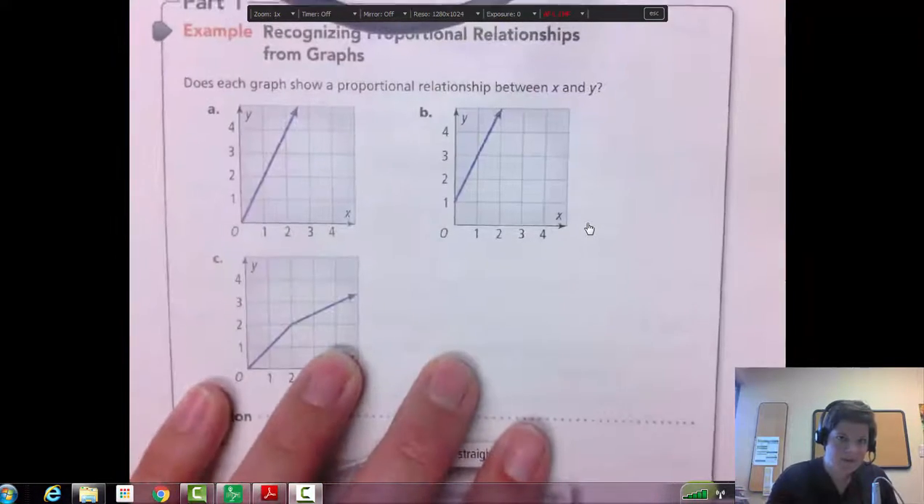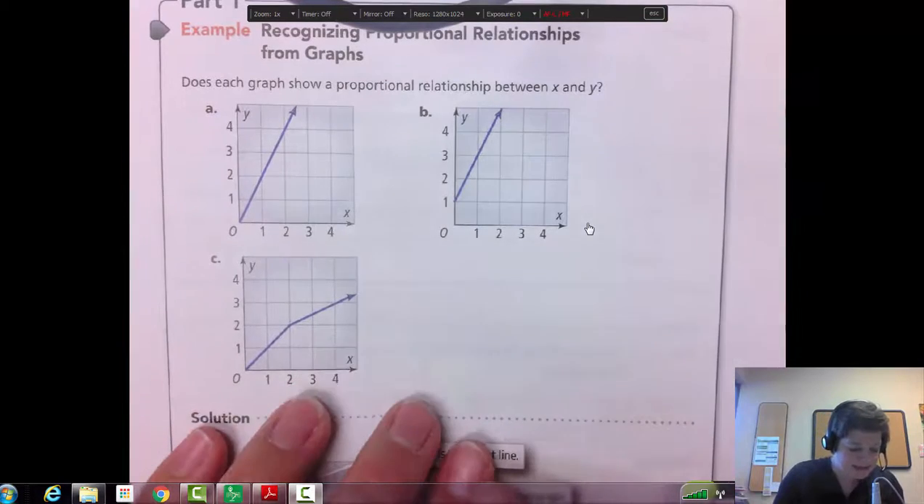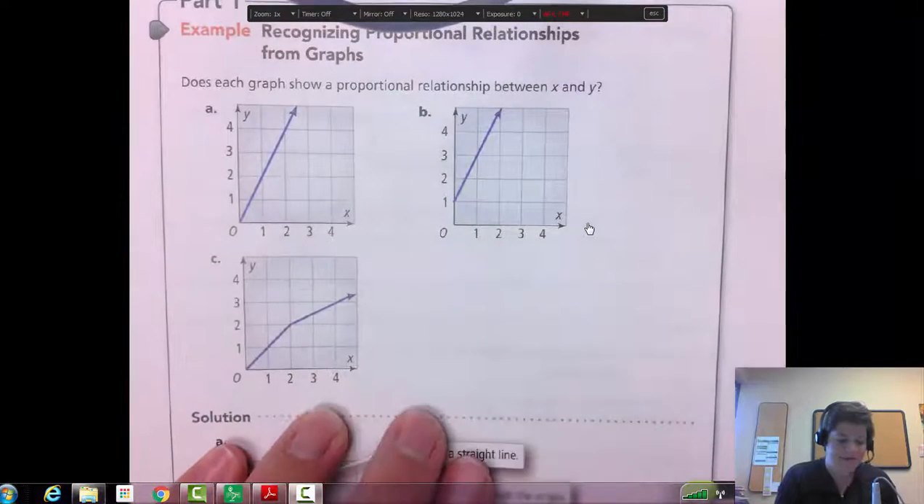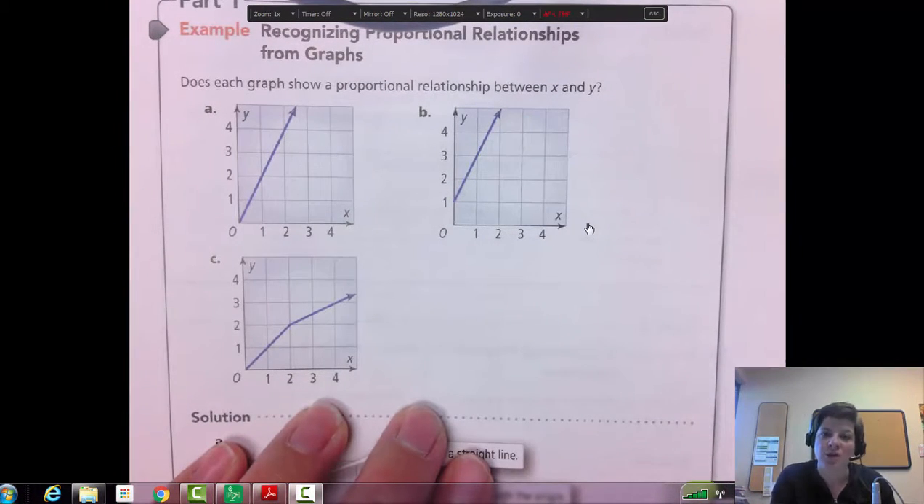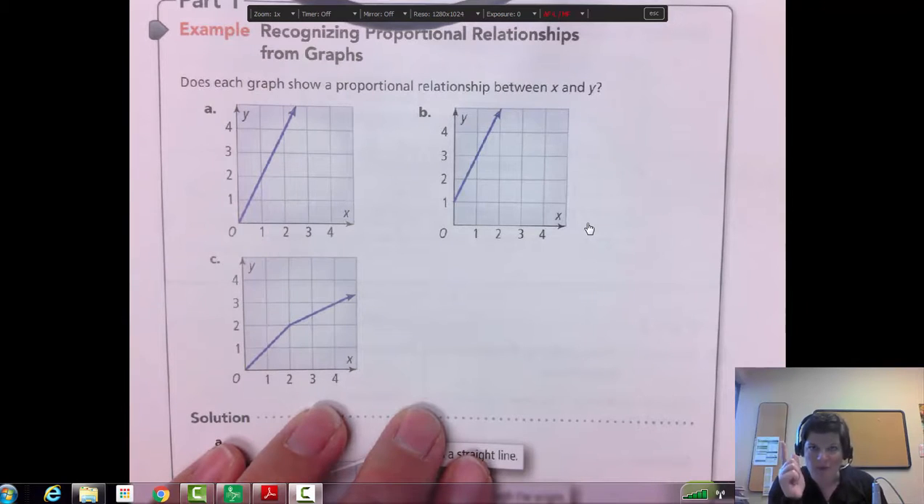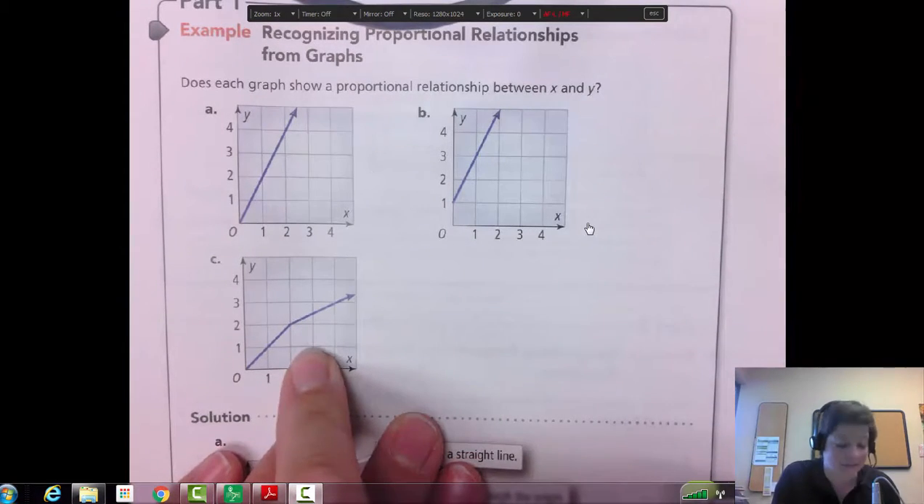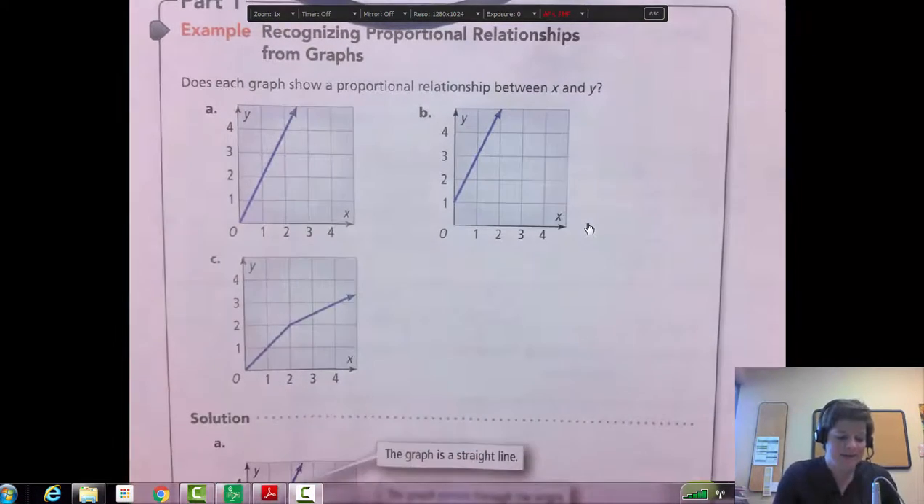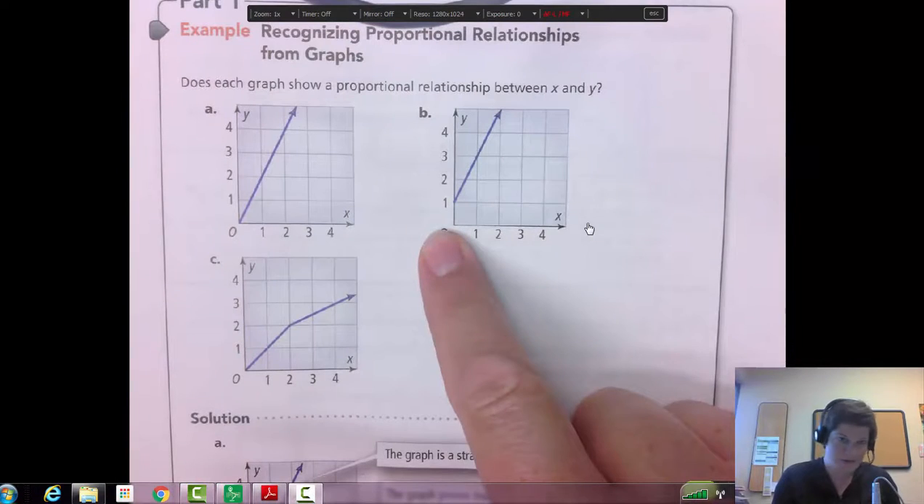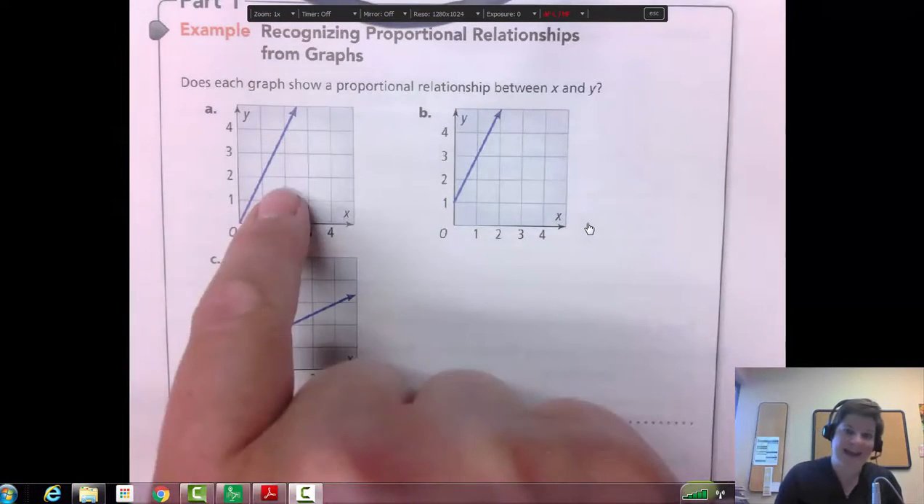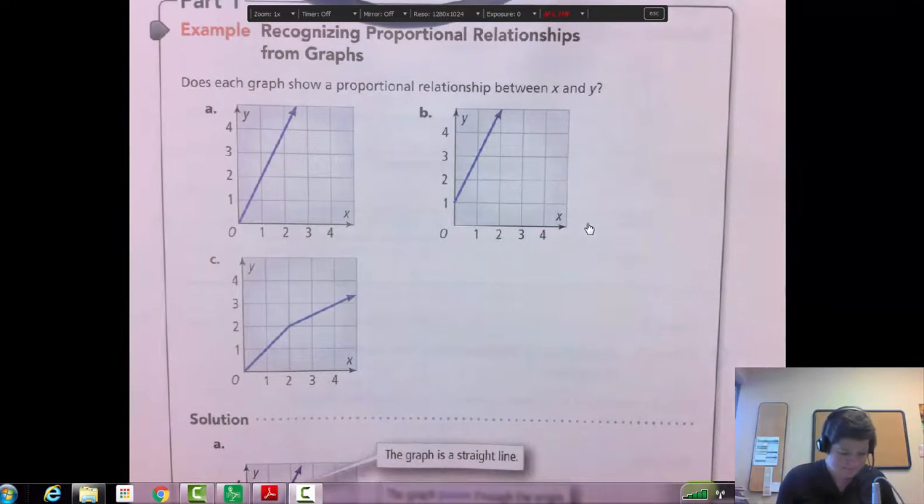Then let's look at my first little problem over here, or second problem, I guess. So here are 3 graphs. Which one is a proportional relationship between x and y? What were our rules? They had to form a line, and they had to go through the origin, 0, 0. Well, that one's not a line, right? So C's out. B, does it go through 0, 0? No. A is your answer.